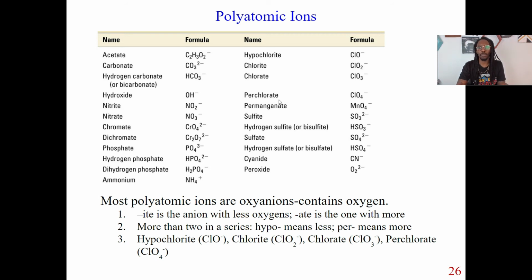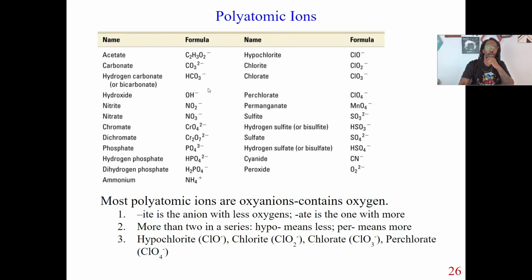Another example of that is permanganate. We have four oxygens here. So these rules are really the key thing here, and you can tell which one you really have. If it's an ITE, you're going to have less. If it's ATE, you're going to have more. If it's hypo, you have the least amount. If it's per, you have the most.